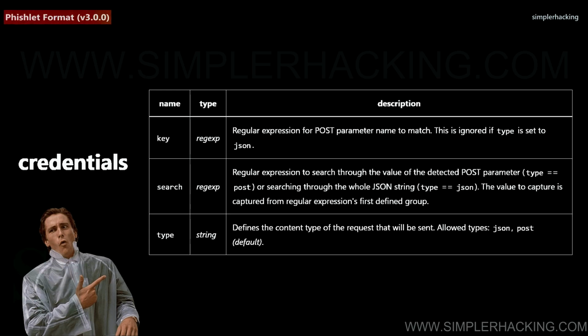The type field defines the content type of the request that will be analyzed. It can be either JSON or post, with post being the default. By setting this, you specify how Evilginx will capture the credentials. If the target site uses a JSON structure in its post requests, set the type to JSON. Otherwise, for most standard web forms, the post type is used to capture the credentials from the submitted form.